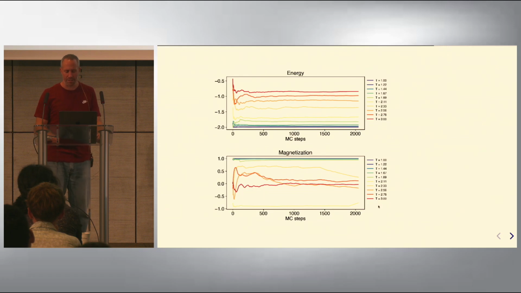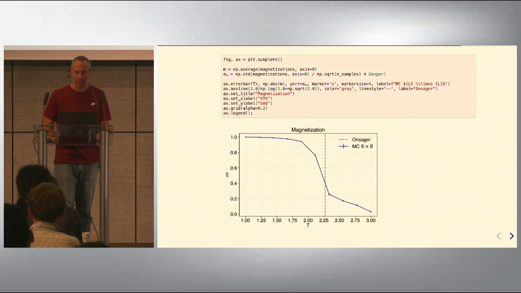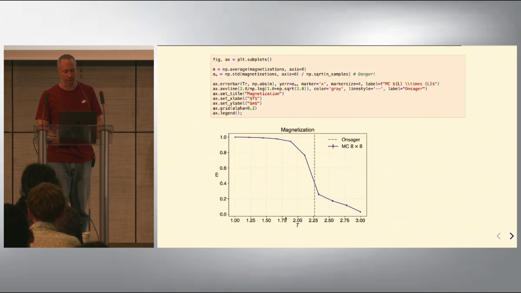The magnetization instead, at large temperature, is close to 0. This is my disordered system. As I go below the transition temperature, the system starts to order, and the magnetization gets closer and closer to 1. You can also put this on a plot, magnetization versus temperature.